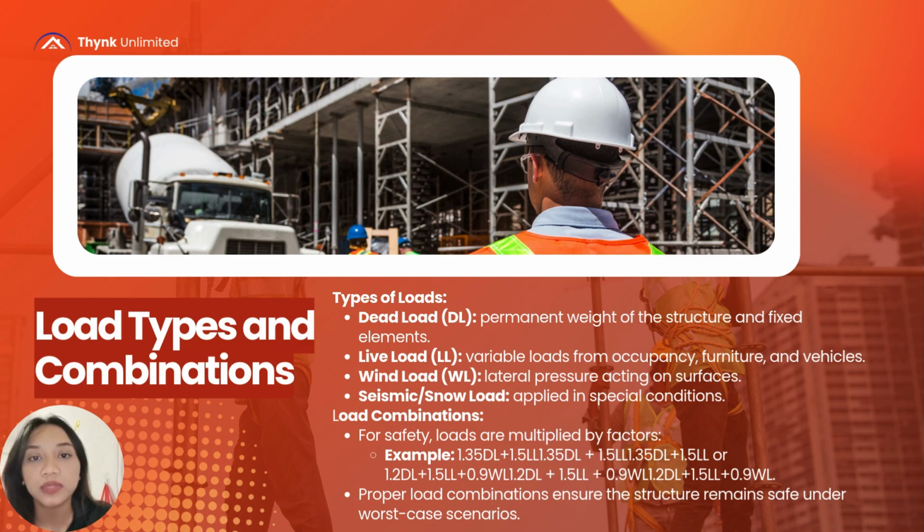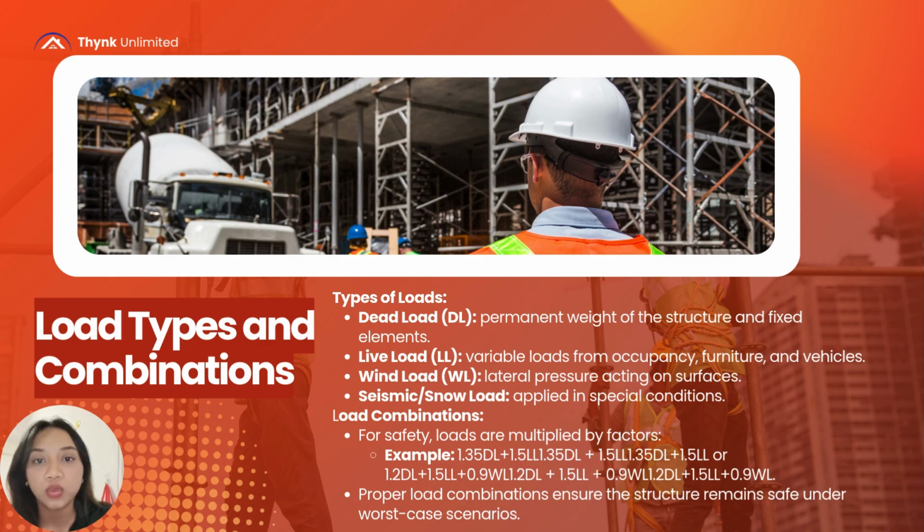Next is load types and combination. There are a few types of load. The first one is dead load, the permanent weight of the structure and fixed elements. The second one is live load. These are the variable loads from occupancy, furniture, and vehicles.